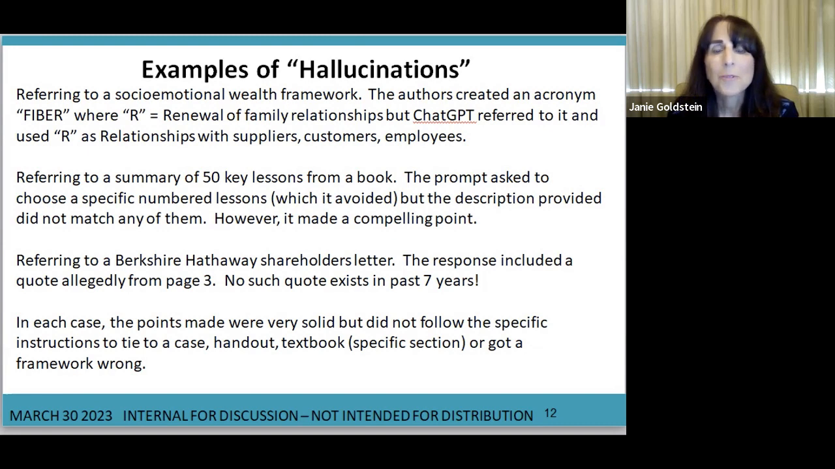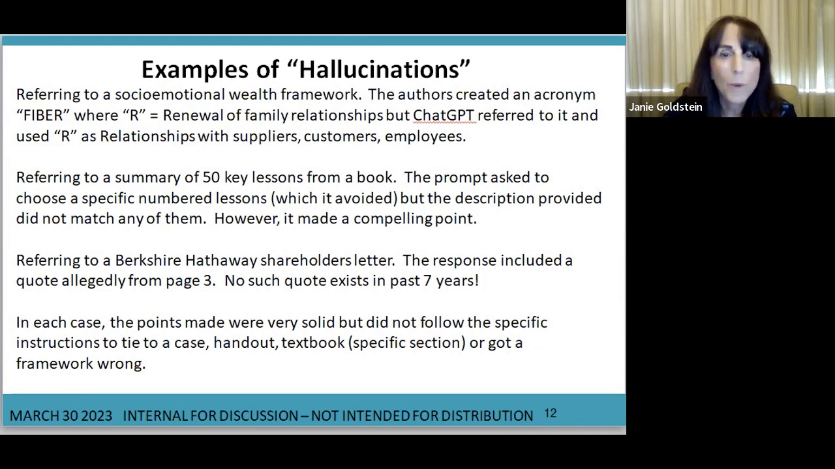And then one of the ones that I thought was really interesting: the question was to refer to a Berkshire Hathaway shareholders letter. Warren Buffett does this shareholder letter every year. It's a great example of shareholder communication. And I wanted the students and ChatGPT to choose a specific portion of that letter and think about how they might incorporate that into family business communication.